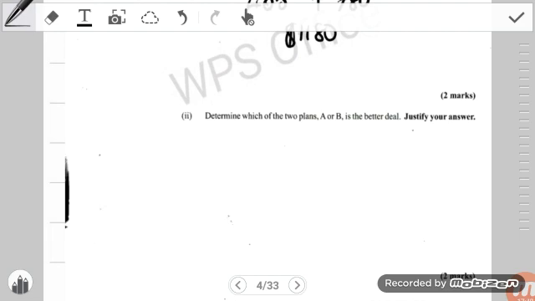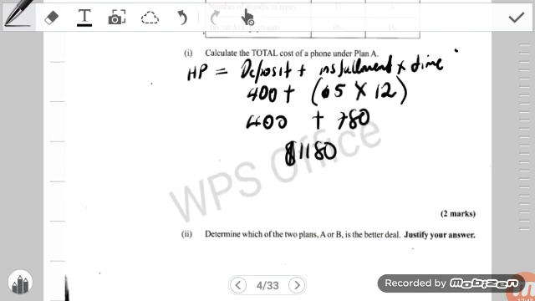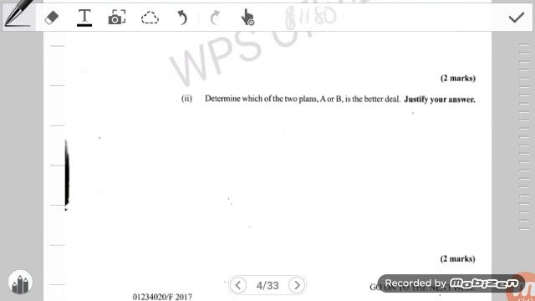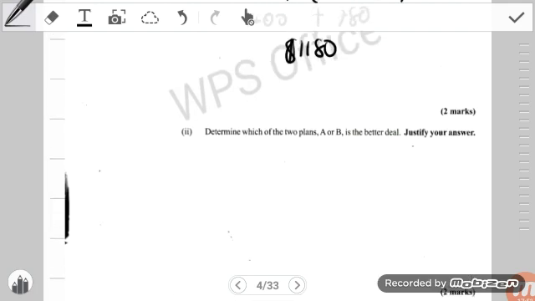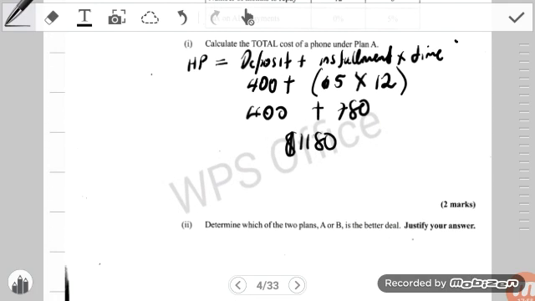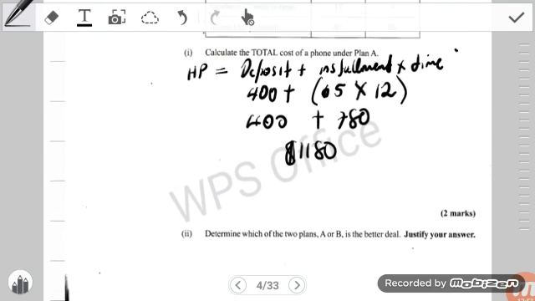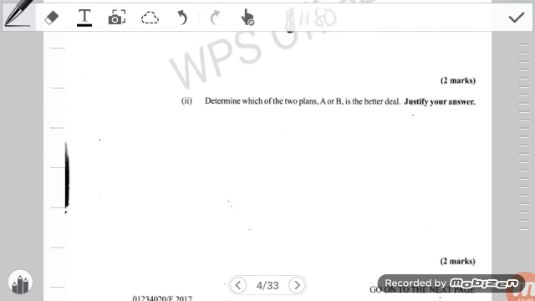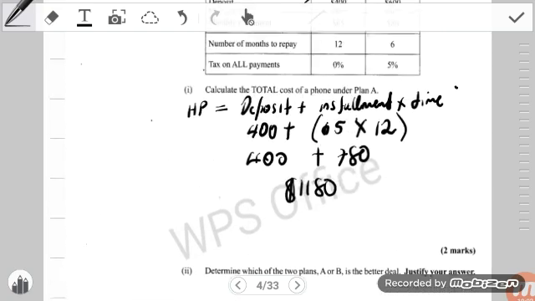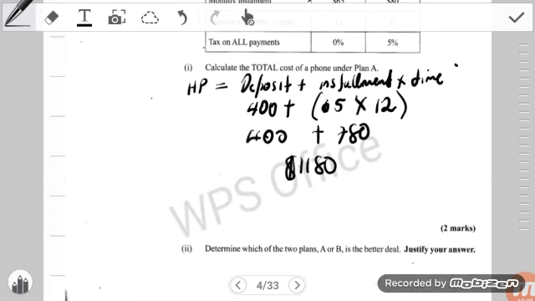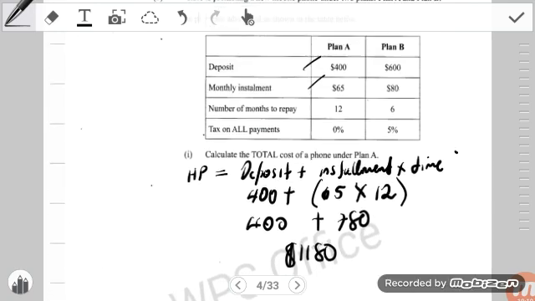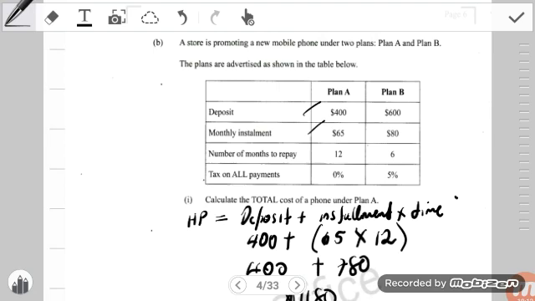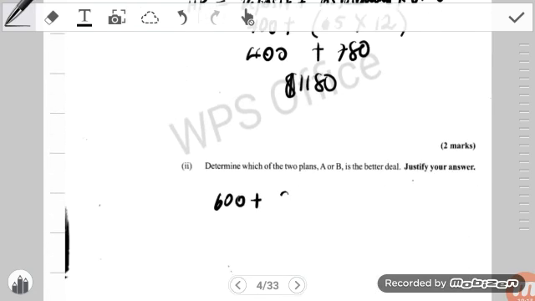In order for us to do a comparison between plan A and plan B, we obviously know the price for plan A already, $1,180. So we're definitely going to need to work out the price for plan B. Now we already have the formula written up here, which is the hire purchase principle. So we know that the deposit for plan B is, let's check the table here, $600, and the installment period is 6 months at $80. So that's $80 multiplied by 6.